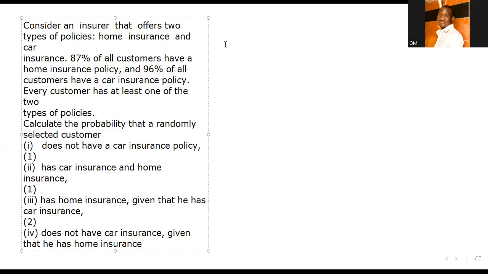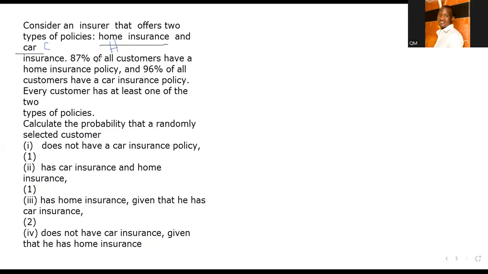Number one, consider an insurer that offers two types of policies. There's a home and a car insurance policy. So these are the two policies that we have: home and car. We can use our own letters: home can be H, and car can be C.